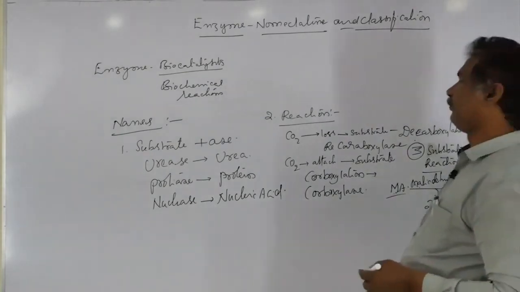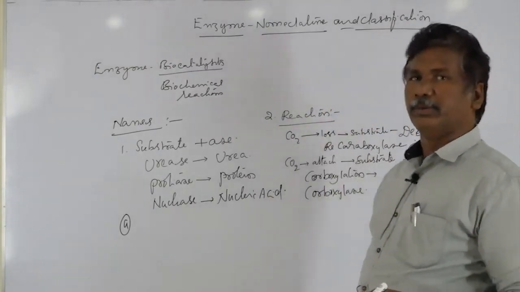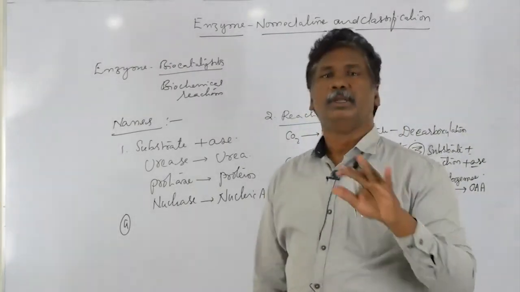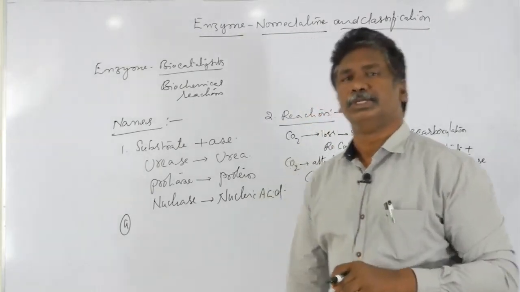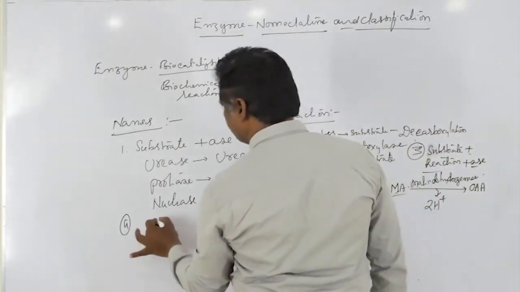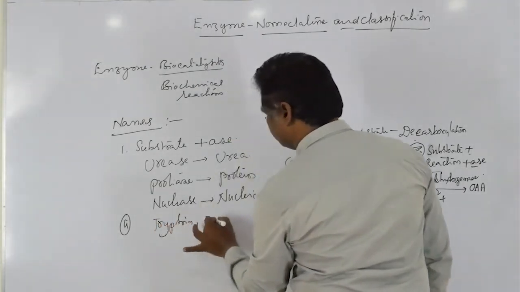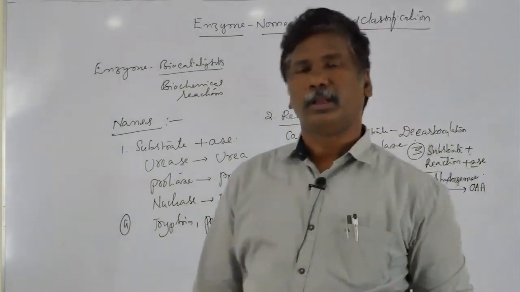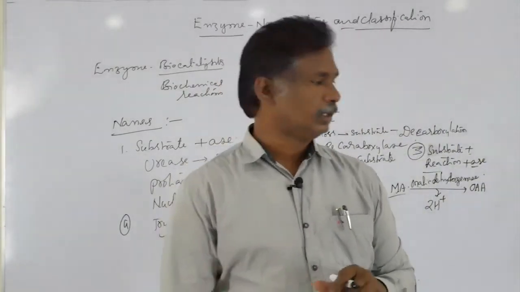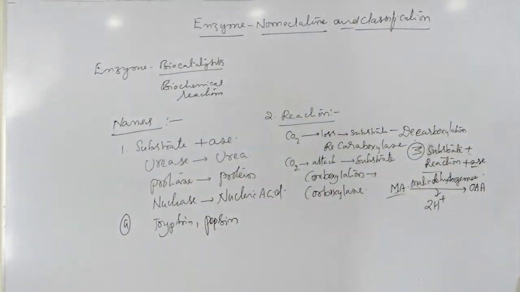And also the fourth criteria. When we observe zoology enzymes, there are no particular rules and regulations for giving names to the enzymes. For example, trypsin, pepsin, etc. So these are the nomenclature of the enzymes. Next, we are going to the classification of the enzymes.